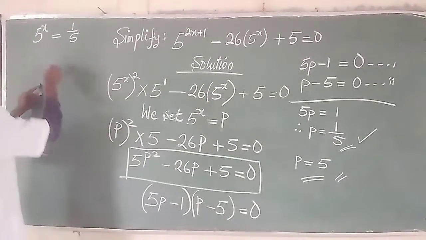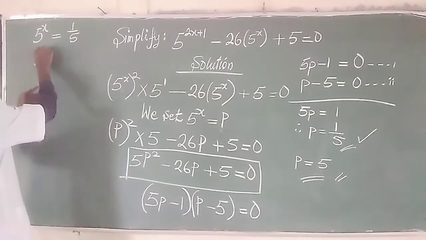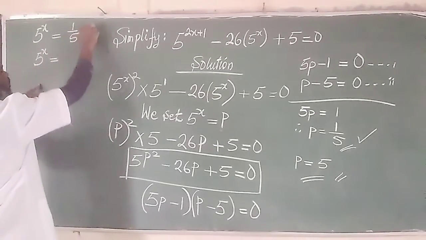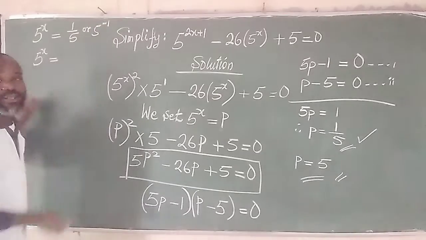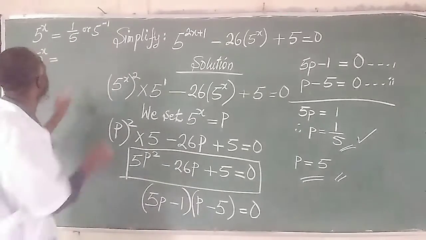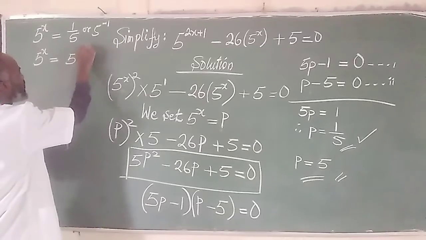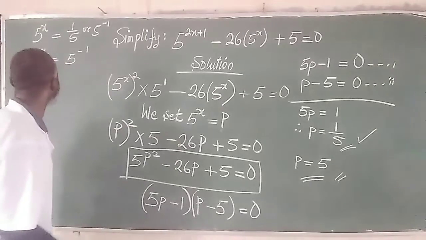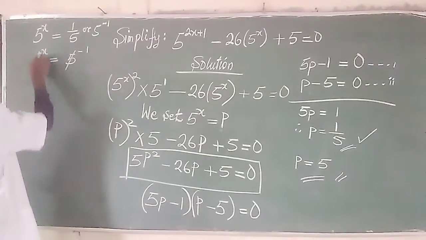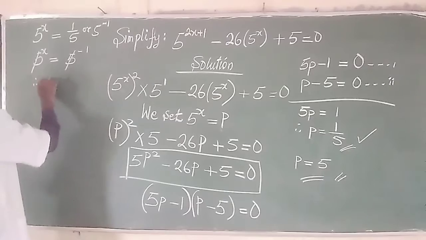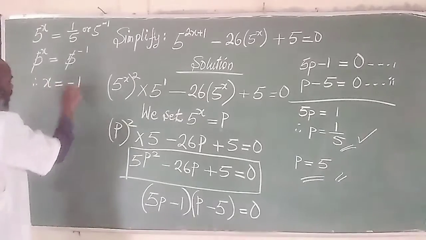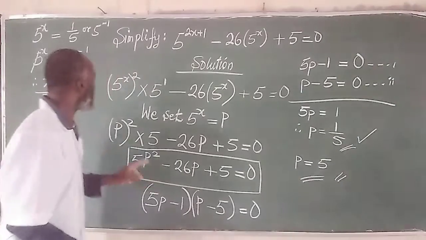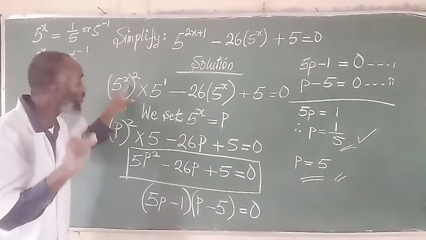So look at it. We can as well write 5 exponential x is equal to, change this, 5 minus 1, which is still the same thing. Nothing has changed here. So we can put this as 5 raised to the power minus 1. By the time we cancel 5 and 5, we now have that x is equal to minus 1. Solved. So we have found the value of the first value of x.